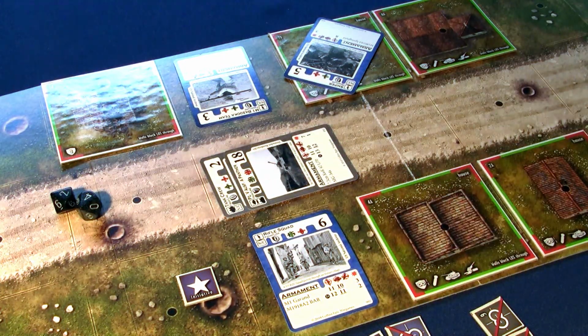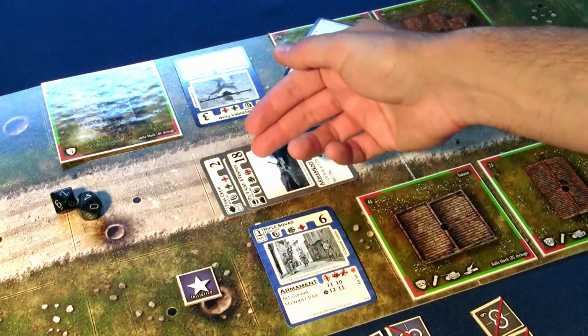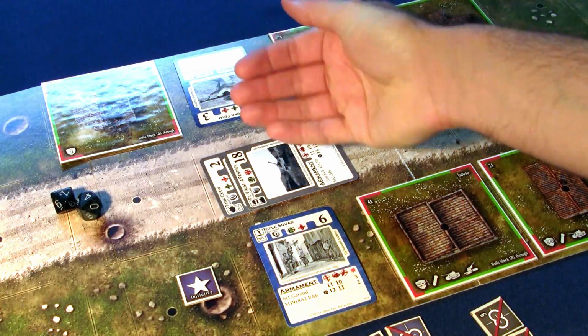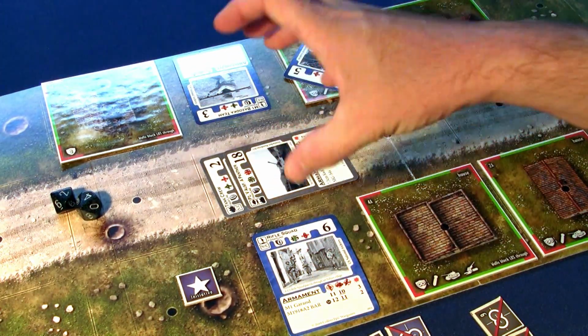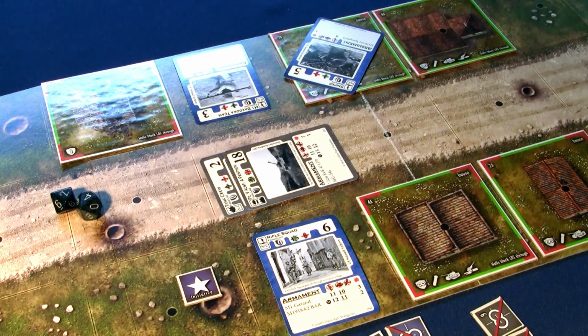Now, when the assault is done, units are technically going into the space and back out. They can retreat back to the adjacent space where they came from. That's the easiest way to do it.